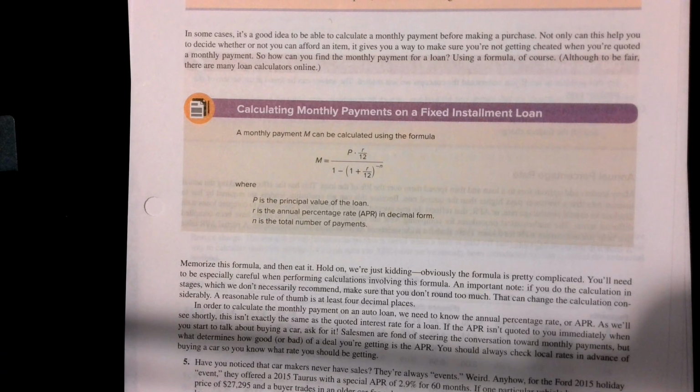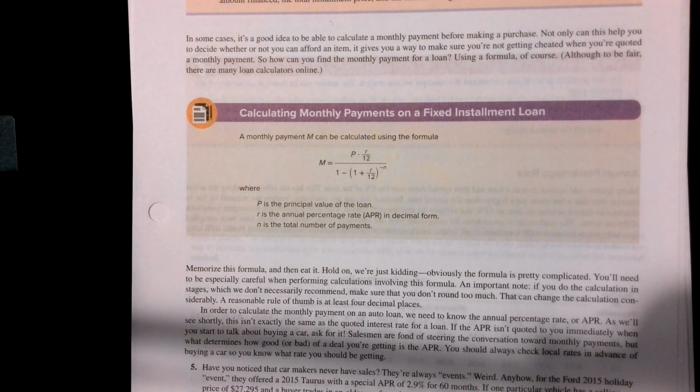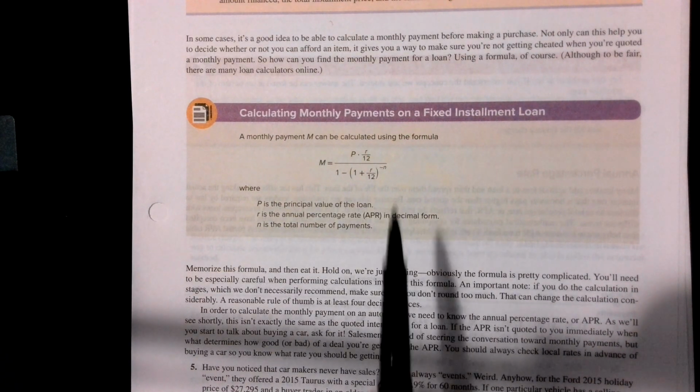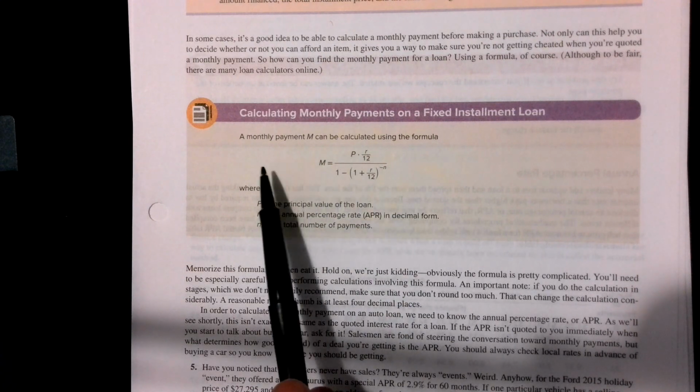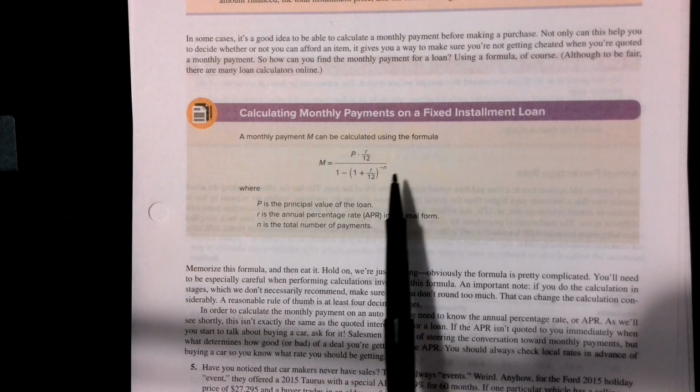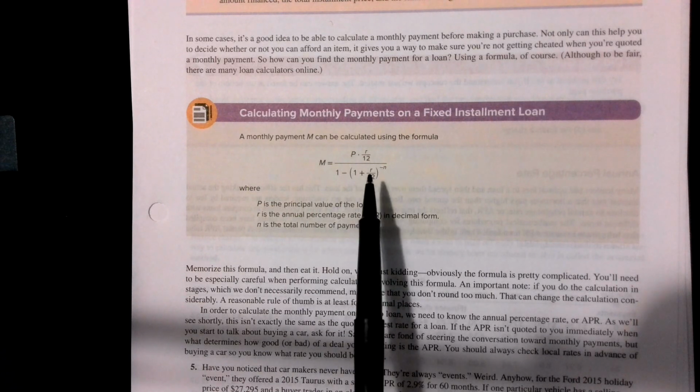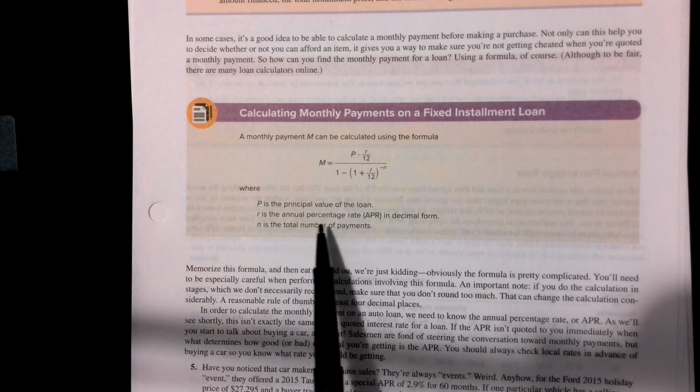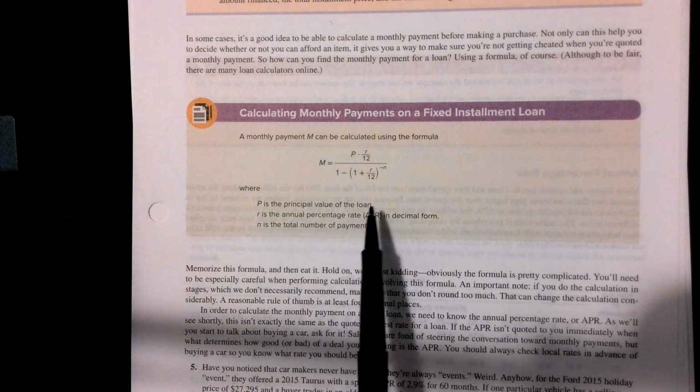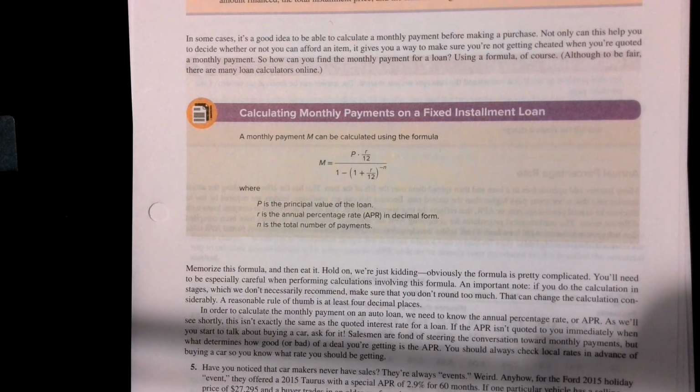Now we have this formula here, calculating monthly payments on a fixed installment loan. A monthly payment M can be calculated using the formula. P is still the principal or the initial amount. R is the annual percentage rate. And N is the total number of payments.